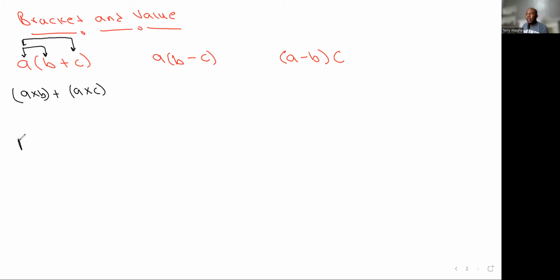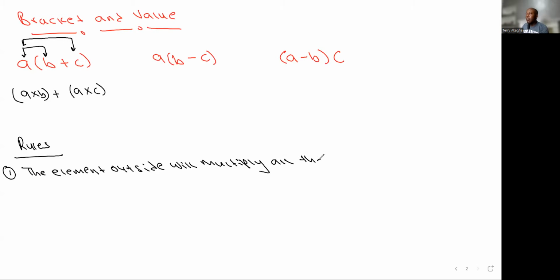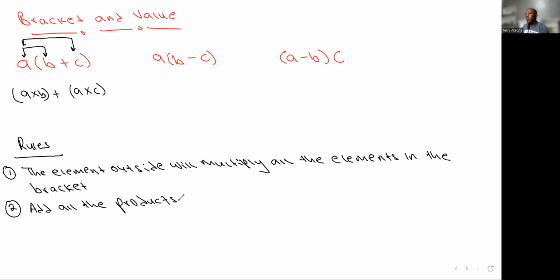So the rules, like I said: number one, the element outside will multiply all the elements in the bracket. Number two, you add all the products together. And number three, you then simplify. So these are the three rules when expanding a bracket.